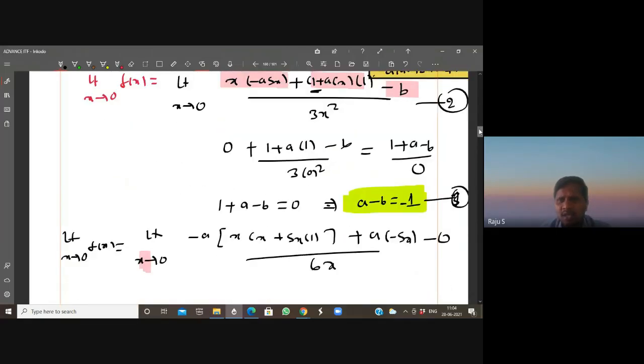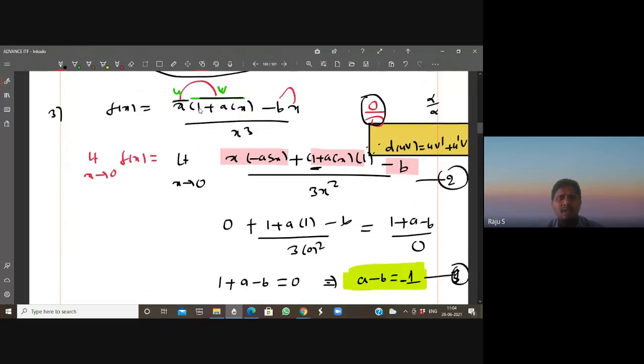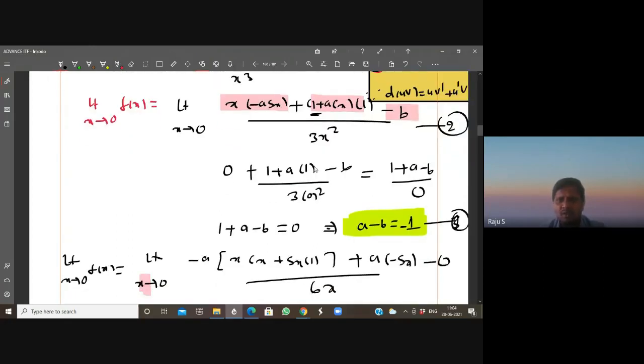What is meant by L'Hospital's rule? We have to differentiate the numerator separately and the denominator separately, right? Here two functions are there: first x as u, and the remaining 1 plus a into cos x as v. Then differentiate using the uv formula, and don't apply u by v. Numerator separately, denominator separately, you have to differentiate. We are getting it like that. After that, we are getting 1 plus a minus b by 0.